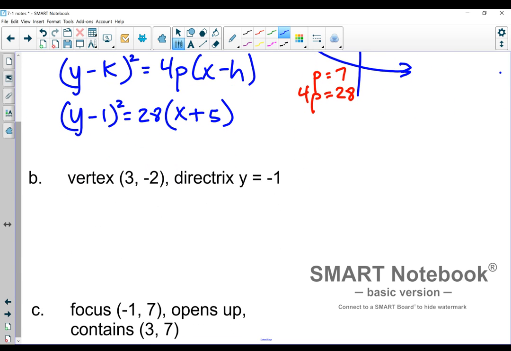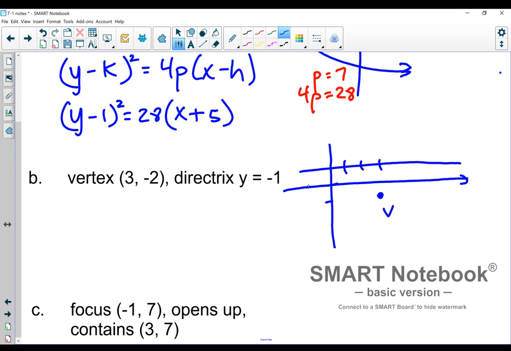For part B, they give us a vertex and directrix. We really like having the vertex here. So I'm going to go ahead and do a quick sketch again. My vertex is at (3, -2), and my directrix is y equals -1. So again, my vertex is going to be h, k. I guess I need to figure out which way this is opening. It's going to open away from the directrix. So it's going to open like this, upside down.